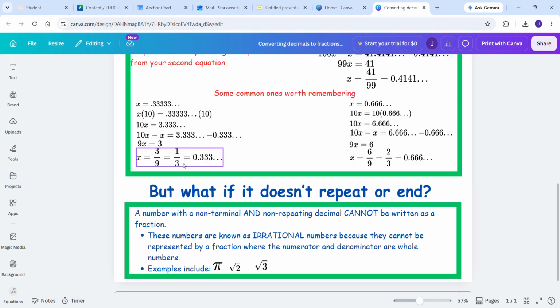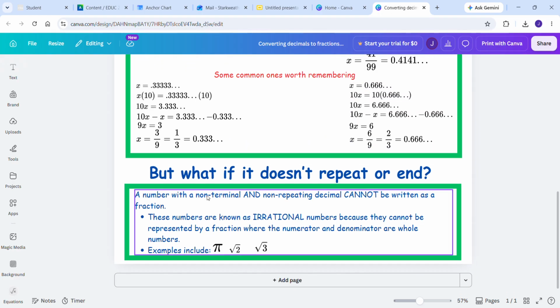If you can follow along, I took this one times 10 because I only needed to move the decimal one place. So I got 10x equals 3.3 repeating. And then 10x minus x is 9x, and 3.3 repeating minus 0.3 repeating is 3. So 9x equals 3, x equals 1/3. Then I did another example here, which I'm going to explain, but that is 2/3.